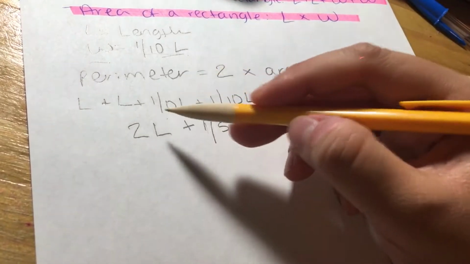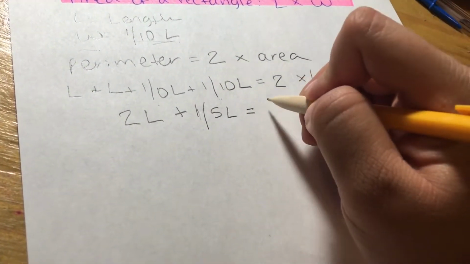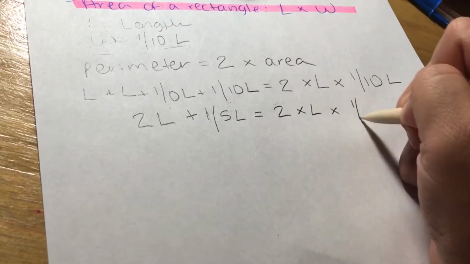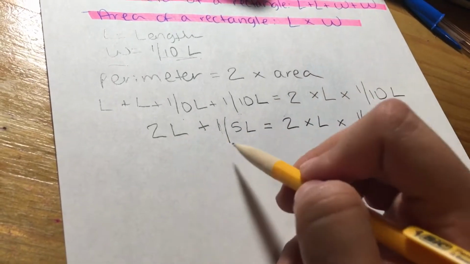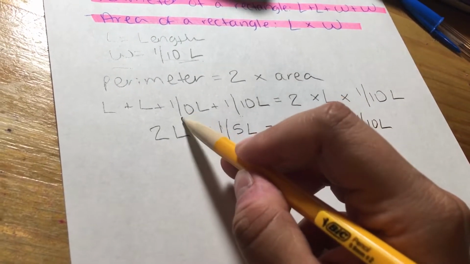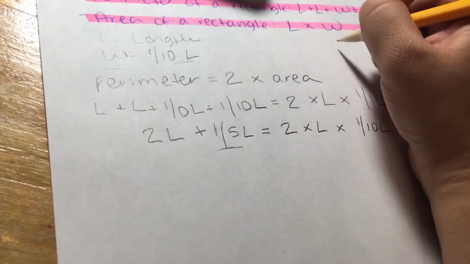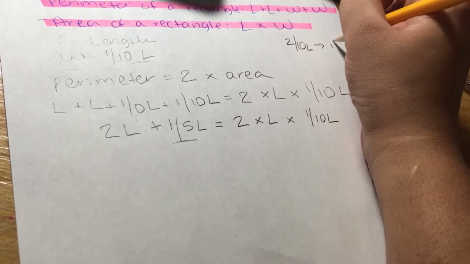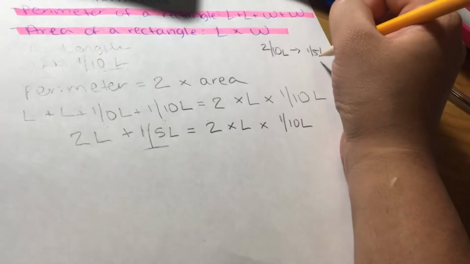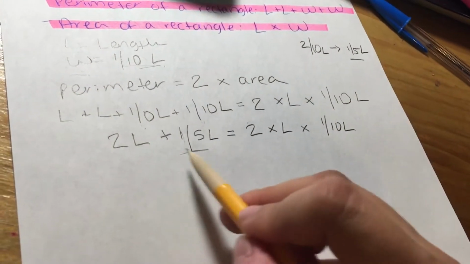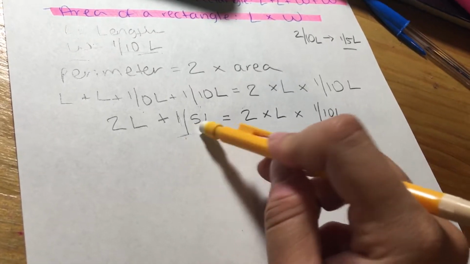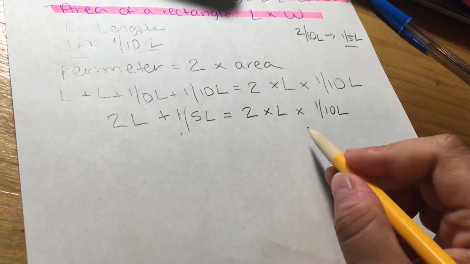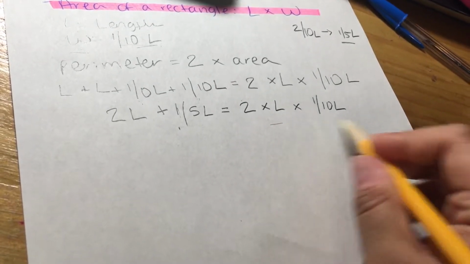All right. So 2L plus 1/5 L equals 2 times L times 1/10 L. If you want to know how I got that 1/5 again, keep in mind 1/10 L plus 1/10 L equals 2/10 L, but you can reduce that to 1/5 L by dividing each side by 2. So 2L plus 1/5 L equals 2 times L times 1/10 L, because you know length times width, right?